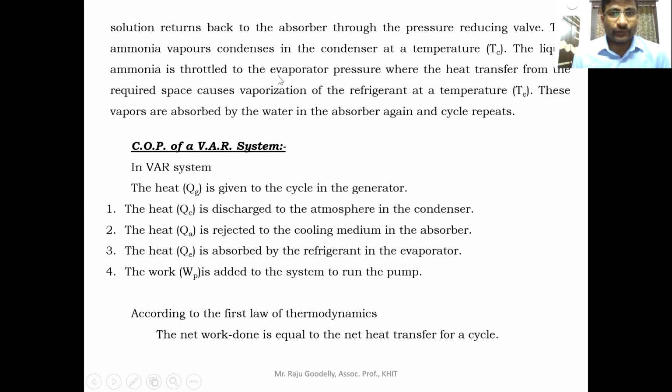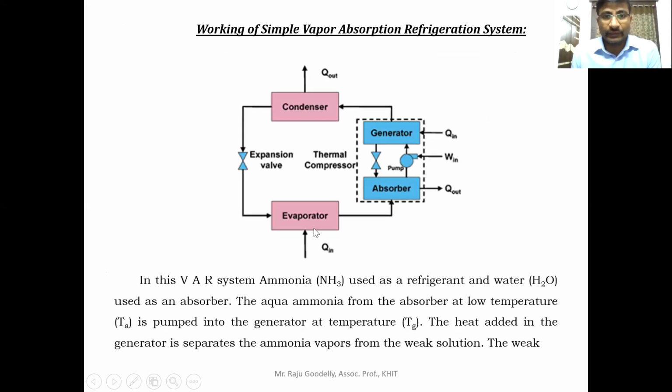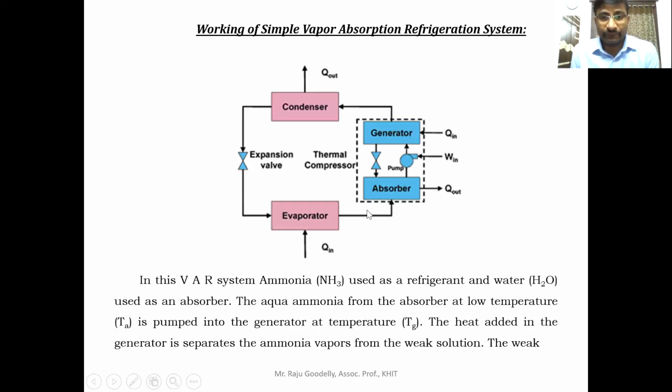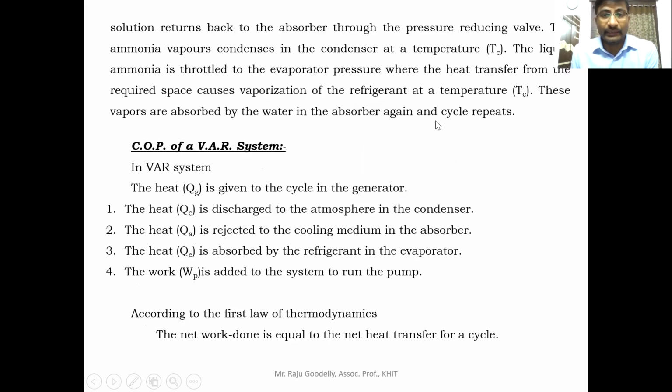The liquid ammonia is throttled to the evaporator pressure. Through the heat transfer from the required space, vaporization occurs. Here, the heat transfer in the evaporator causes vaporization of the refrigerant at a temperature TE. There is an evaporator temperature TE and the condenser temperature maintained at TC. These vapors are absorbed by the water in the absorber again, where the vapors formed in the evaporator are absorbed in the absorber, and the cycle repeats. Okay, this is the vapor absorption refrigeration cycle.